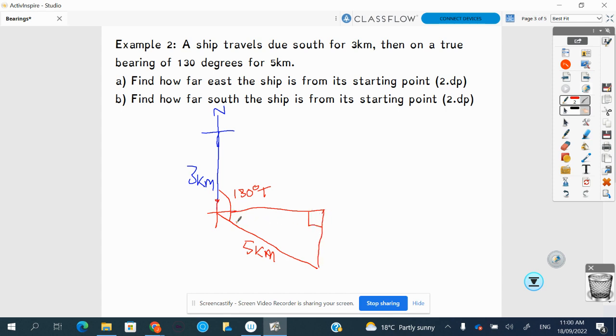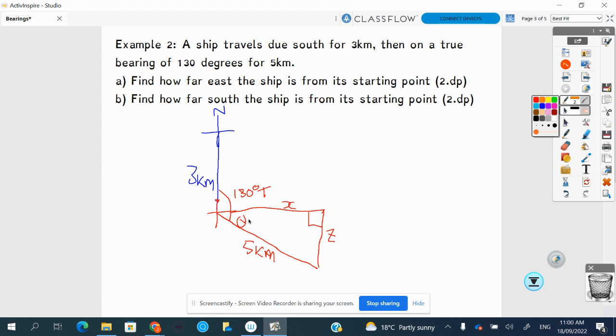I'm going to indicate this angle inside the triangle as theta. And I'm going to label this as x and this as z. These are just variables I've chosen to represent the unknown sides. Let's have a look at what the question is now asking us. How far east is the ship from its starting point? So that's this x value here.